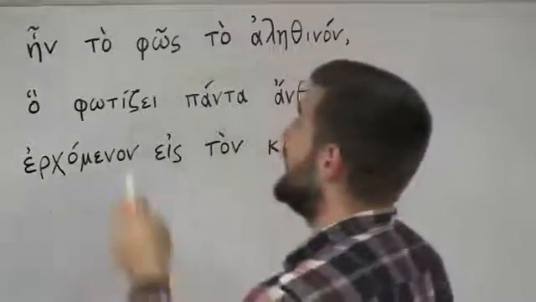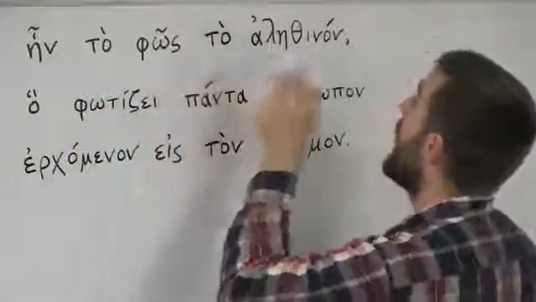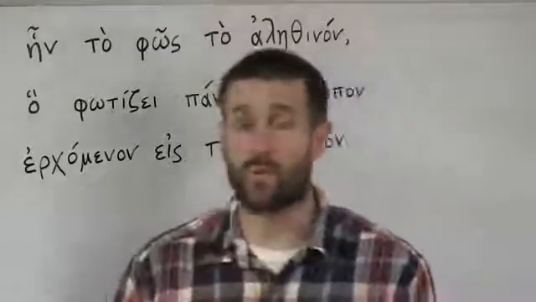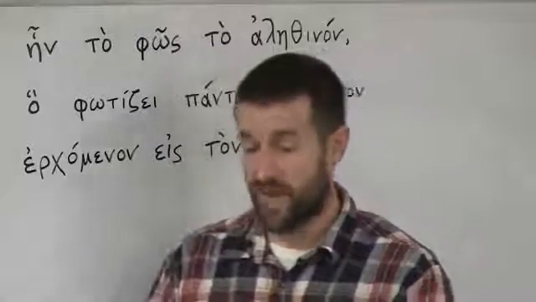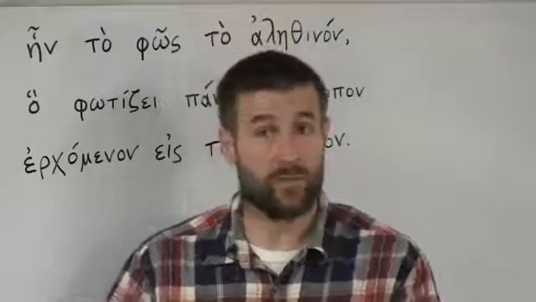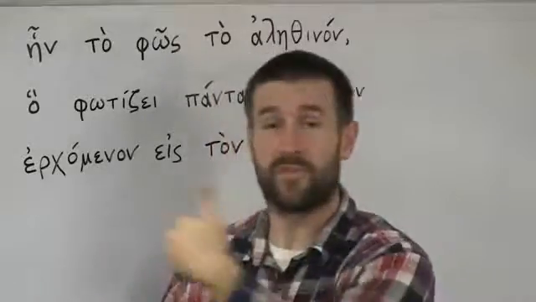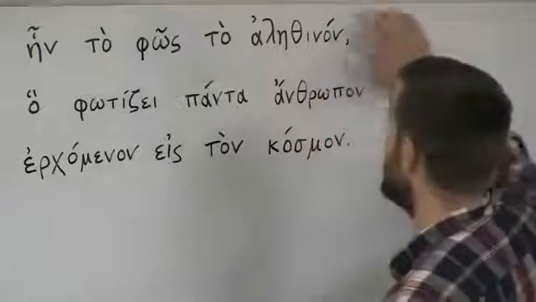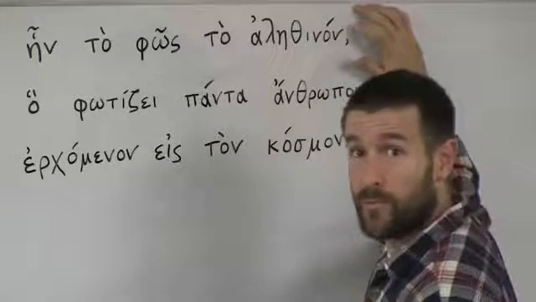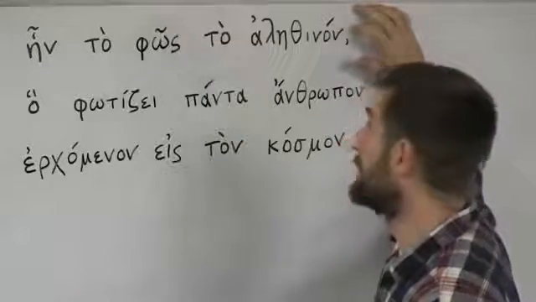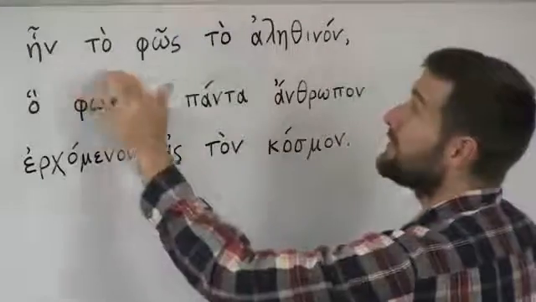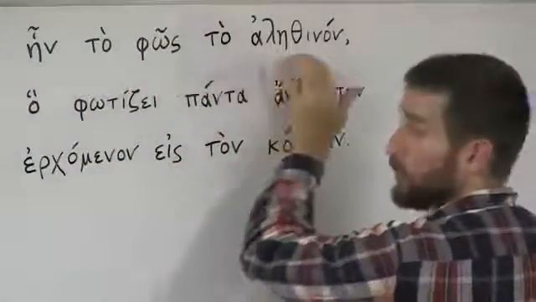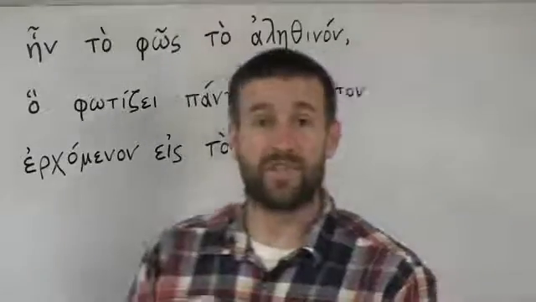Now it says, "En to phos to alethinon." Now, alethinon is another form of the word we keep seeing over and over again. In John 14:6, Jesus said, "I am the way, the truth," aletheia, "and the life." And we've seen other forms of the adjective true. This one right here is going to be our neuter form in the singular nominative case. So we have "en to phos to alethinon." Was the light the true? And that's the Greek way of saying was the true light.